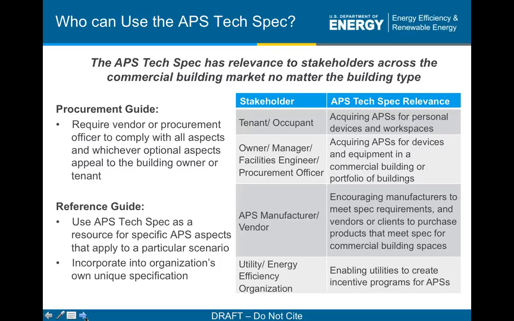Looking at a little bigger picture, APS manufacturers and vendors can encourage each other and their clients to purchase and create products that meet this Tech Spec to keep moving the market forward for more efficient and more energy-saving advanced power strips and plug loads in commercial buildings. And lastly, if you look at the biggest picture, when you have utilities and regional energy efficiency organizations on board, this Tech Spec can enable them to create incentive programs or other efficiency programs that relate to advanced power strips and have this as a technical background for that effort.